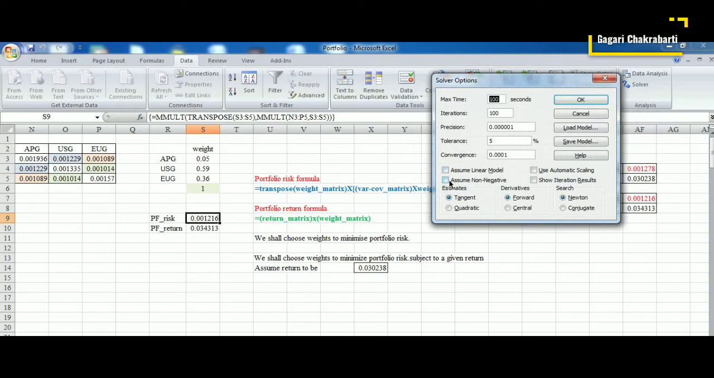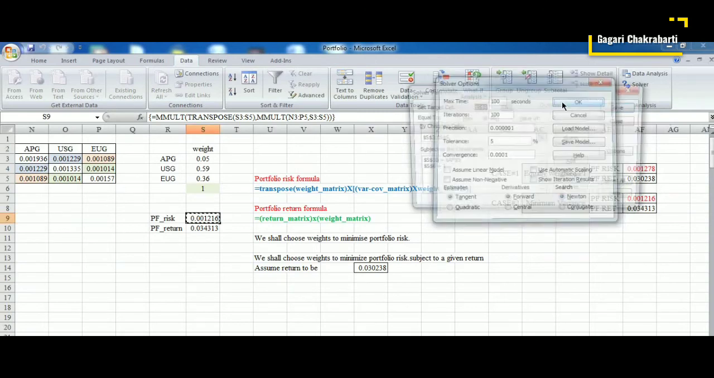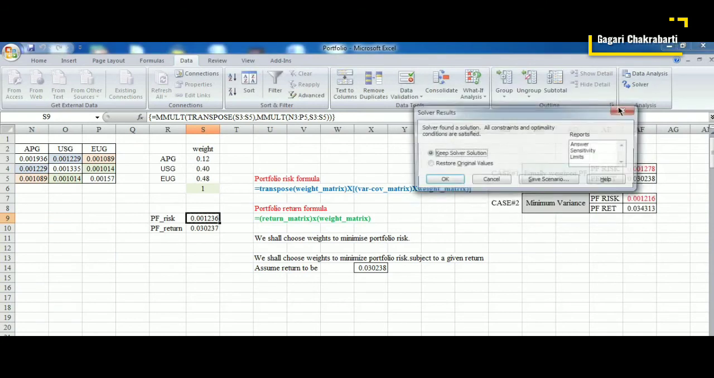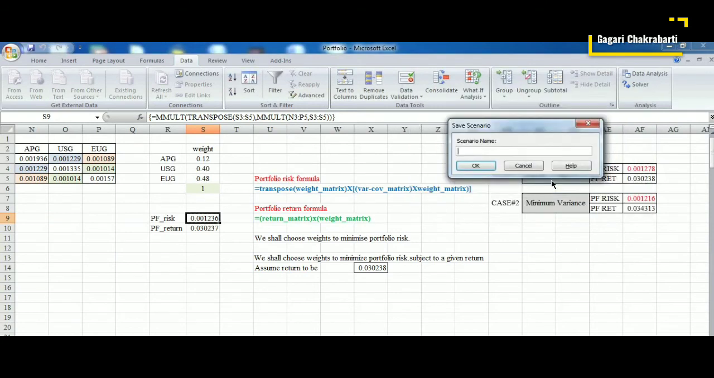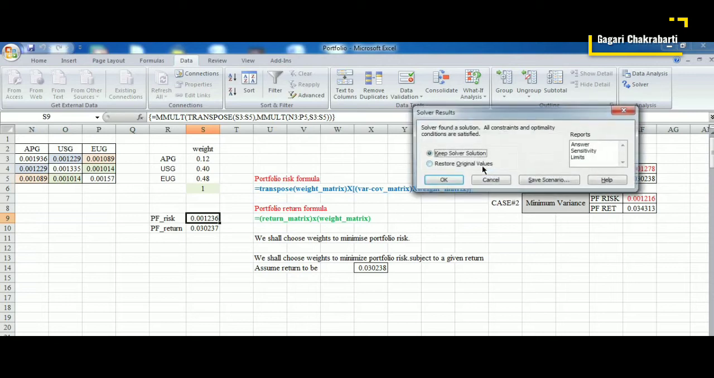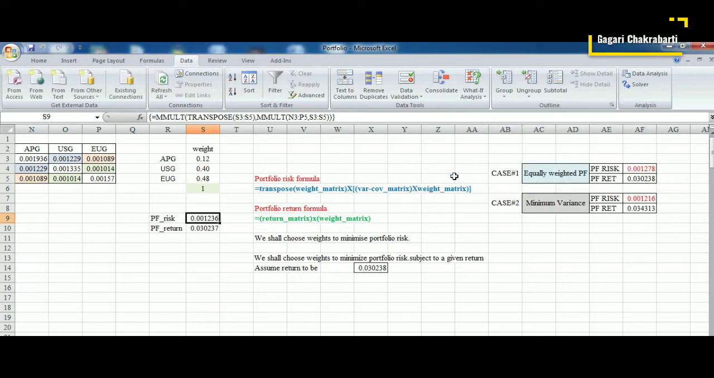Once again, we are allowing for short selling. We save this case under Scenario Manager. We give it the name case 3. Then we solve. So these are the weights that we get, and portfolio risk and return.